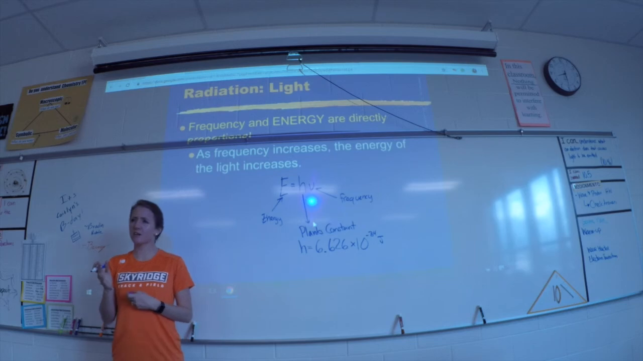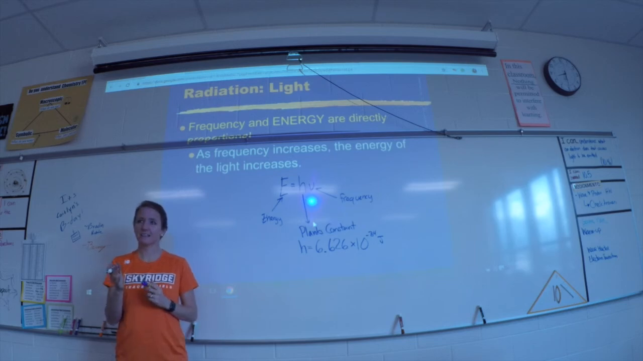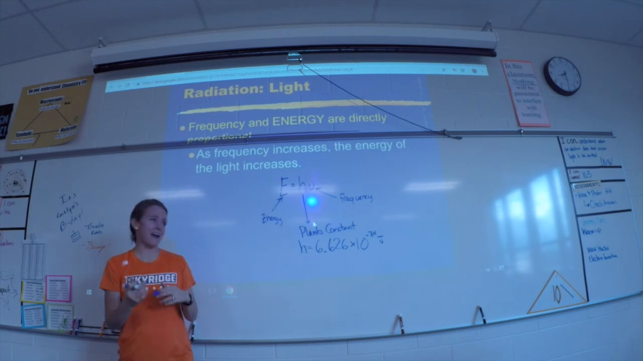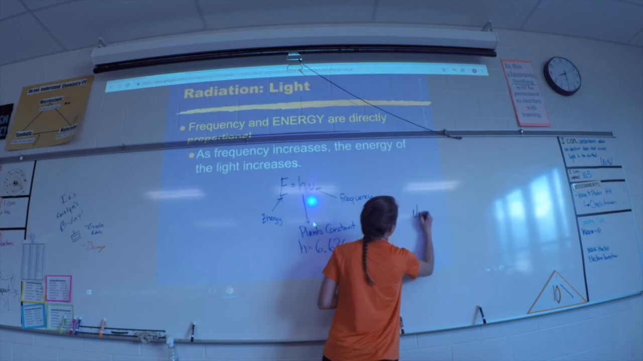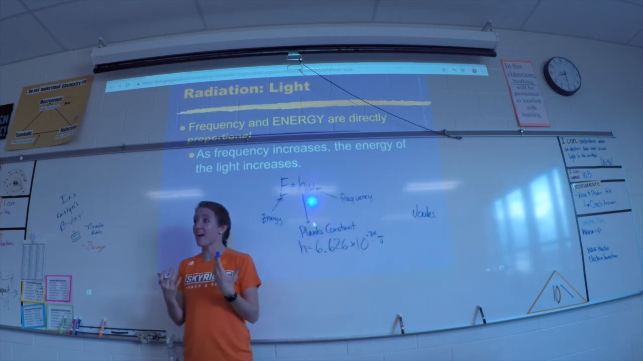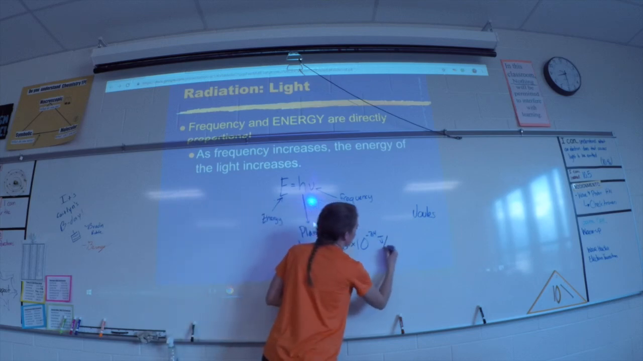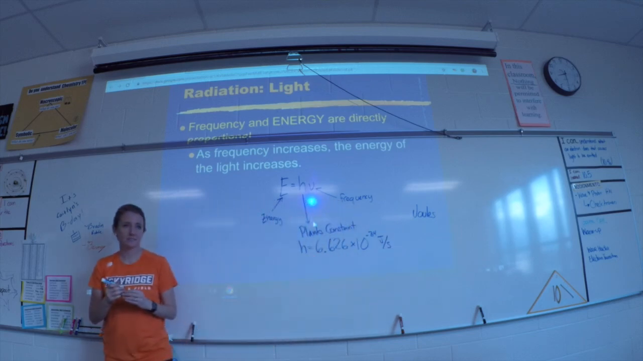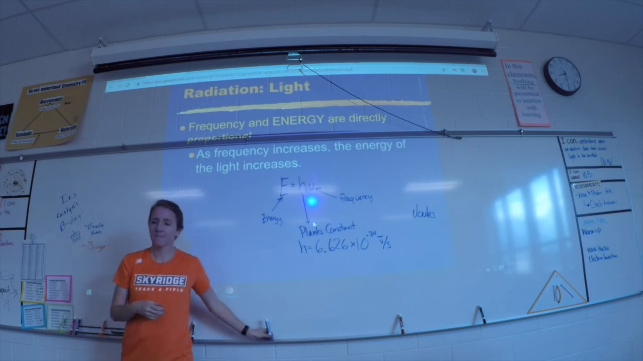The units for h are joules. Have we talked about what joules are again? I think we all know what joules are. It's just a form of energy. So joules are just a form of energy, so it's energy per second.